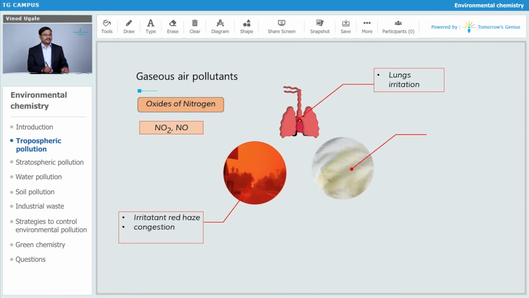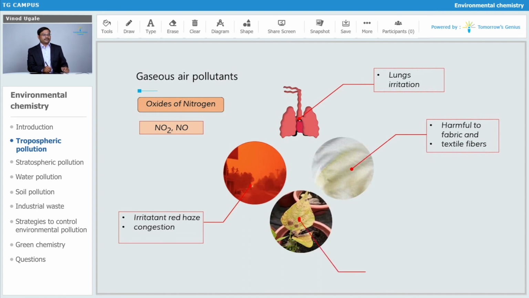This we can see is harmful to fabric and textile fibers also. So these are the effects of oxides of nitrogen. It is going to affect plant life also. It damages the leaves of plants and retards the photosynthesis process.